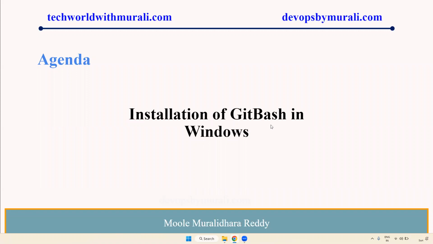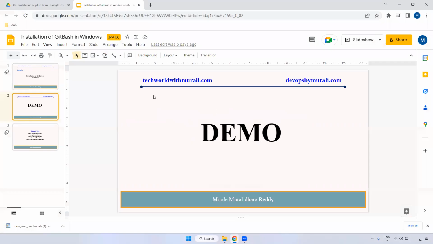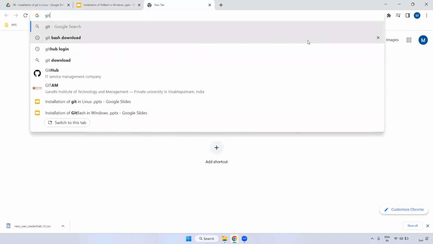In this video we are going to discuss how to install GitBash in Windows. Let's see the demo. In Linux we can use the yum command to install git, right? But when it comes to Windows we have to install GitBash. Go to Google and type here, GitBash download.